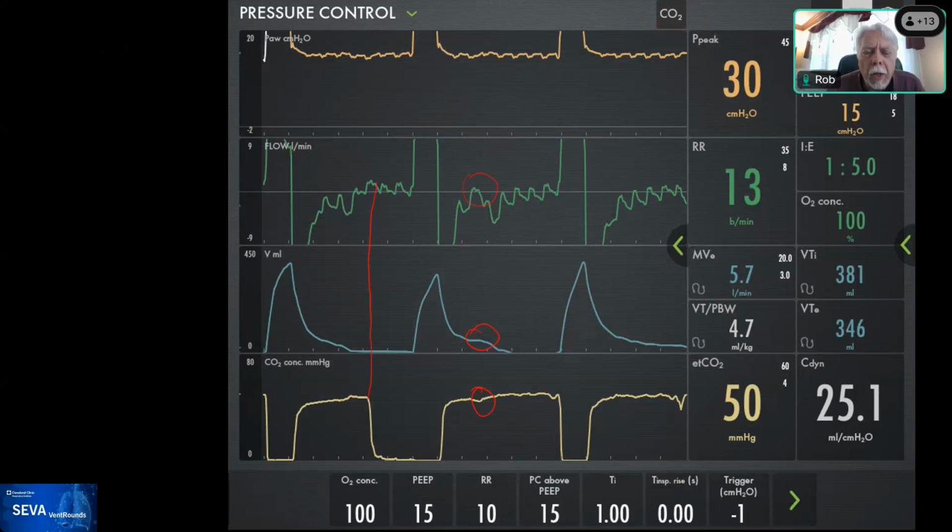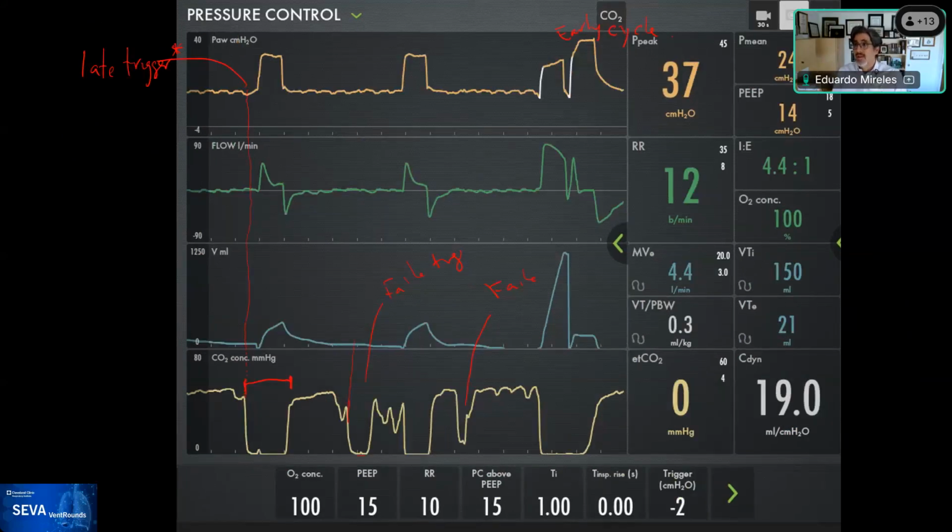Well, if the goal is safety, are we violating any safety rules? As you saw, there's the high risk PVI. There's a number of failed triggers that are occurring.